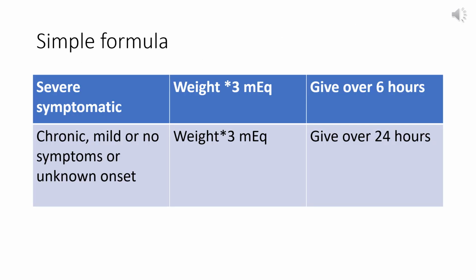In summary, this is simple. Multiply weight in kilogram by 3 and give that amount of sodium over 6 hours in severe symptomatic and over 24 hours in chronic or unknown onset with no or only mild symptoms. Please note that this calculation is initial estimation only. You need to adjust the rates of intravenous fluids based on real-time response of serum sodium in individual patient.